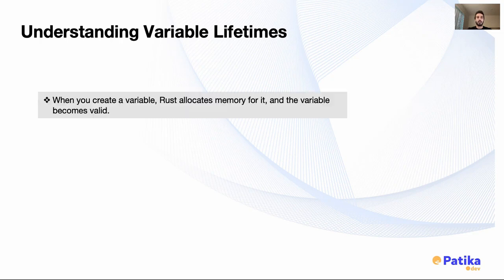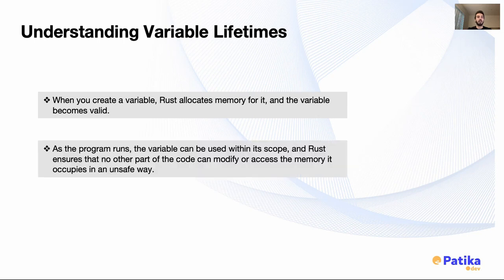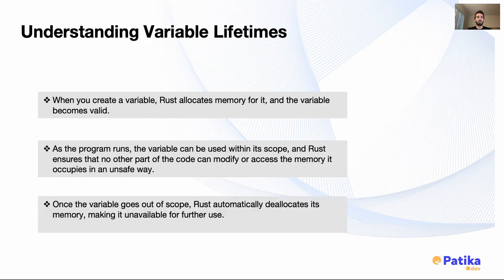When you create a variable, Rust allocates memory for it and the variable becomes valid. As the program runs, the variable can be used within its scope, and Rust ensures that no other part of the code can modify or access the memory it occupies in an unsafe way. Once the variable goes out of scope, Rust automatically deallocates its memory, making it unavailable for further use.